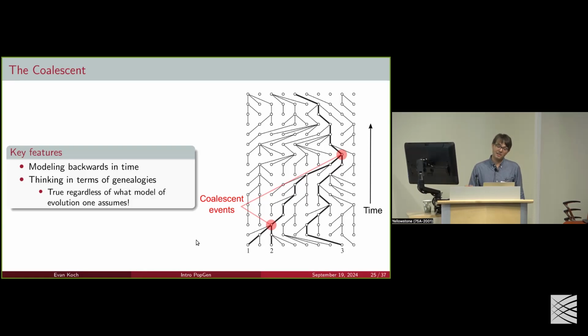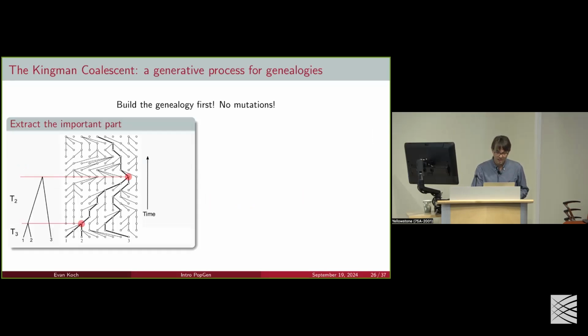And so there's two things about this. We want to model backwards in time, but we also want to think about genetic variation in terms of genealogies, which is actually something that's true regardless of what model of evolution one assumes. The most common statistical model for this is called the Kingman coalescent, and it's a simple model for building the genealogies. Totally agnostic to any mutations, we think about the genealogy first.